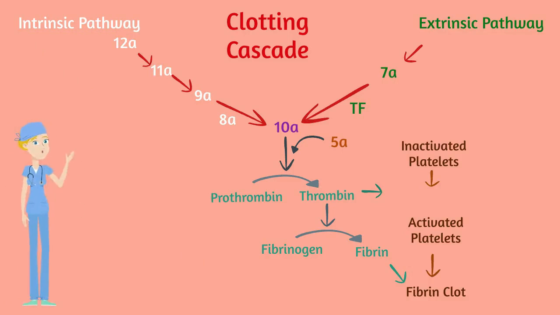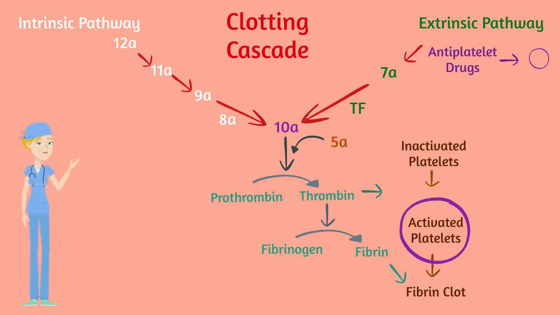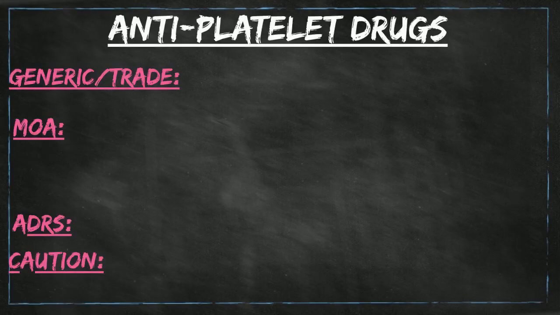Now let's learn about each drug category, which affects various aspects of the clotting cascade. First are the antiplatelet drugs. There are a variety of different types that affect different parts of the platelet adhesion process. All of the categories, however, will affect the activated platelets here, which decreases the effectiveness of the fibrin clot. The prototype drug for the antiplatelet category is clopidogrel, otherwise known as Plavix.